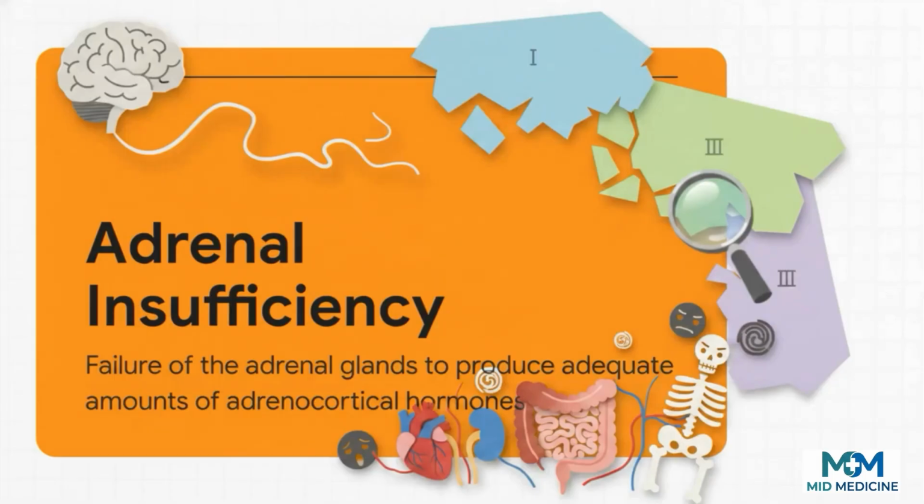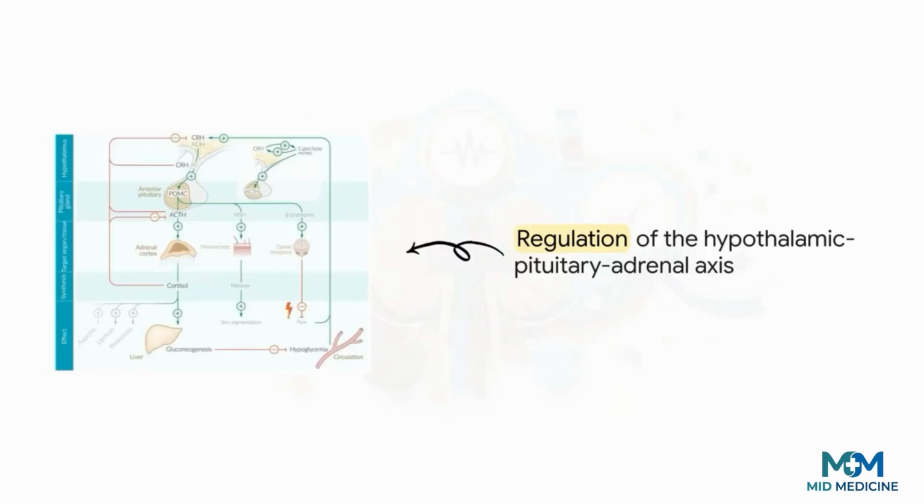At its core, adrenal insufficiency is exactly what it sounds like. It's a failure of the adrenal glands to produce adequate amounts of adrenocortical hormones. Now, clinically, we categorize this deficit as primary, secondary, or tertiary. The really crucial point here is that this failure can originate at multiple levels of the endocrine axis. And when it does, it sets off this massive cascade of systemic issues that affect nearly every organ in your patient's body. Just take a look at how the HPA axis is regulated here.